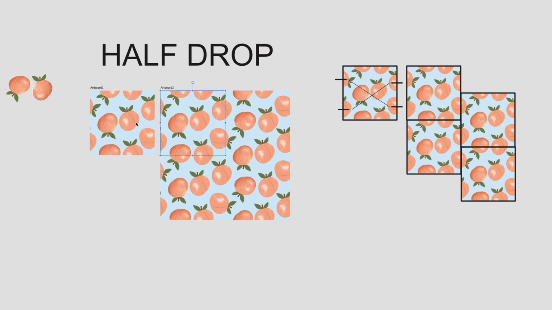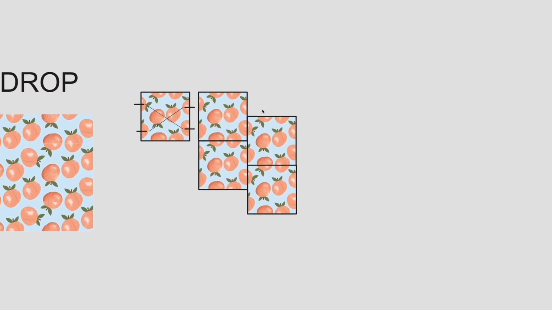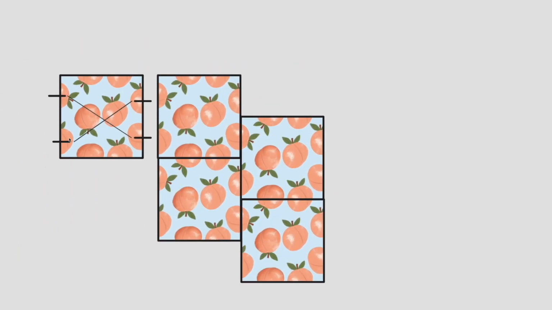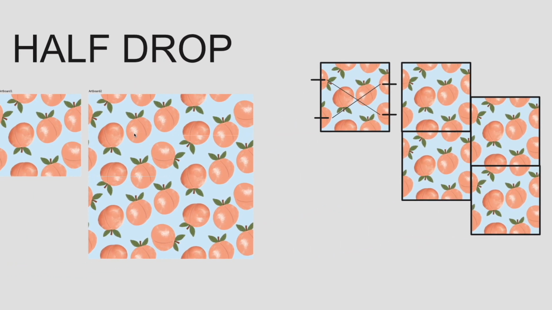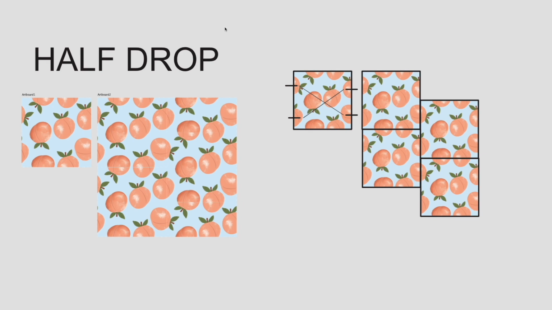So with a half drop, the design is repeated on the same vertical plane in the exact same place, but when you're moving it across horizontally, it goes down half a step. We'll get more into the nitty-gritty when we get into the software, but just think about it as like a stepping stone. So you're going across one side of your artboard to the other, but then you're stepping down one. And that's what creates the half drop repeat.